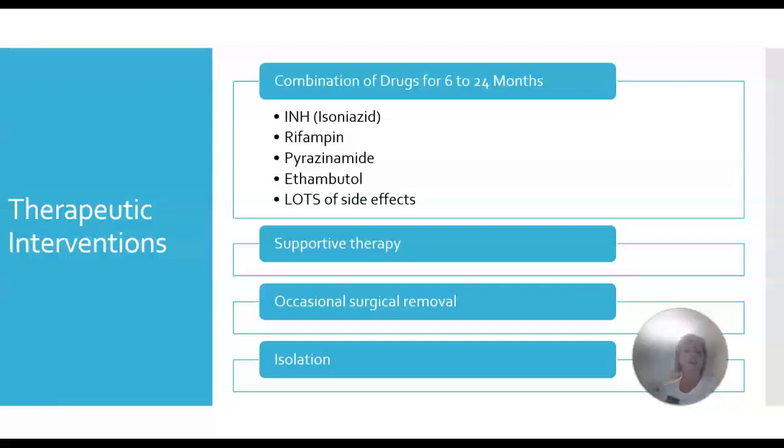A lot of it's going to be supportive care. So we're going to help them with their oxygenation. We're going to help them with the cough. We're going to help them with the fatigue. We're going to do all those kinds of things. Sometimes we can go in and surgically remove some of the tuberculins, and they're going to be in isolation.